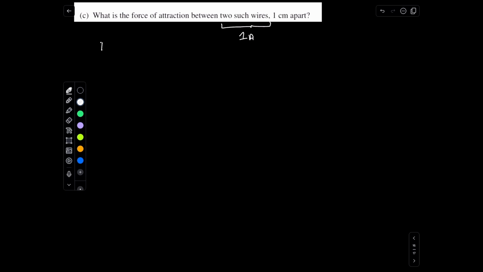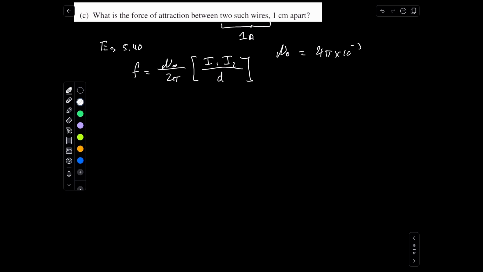which states the force equation: force per unit length equals the permittivity of free space over 2 pi times our currents, I1 and I2, over the distance between them being apart. So all we need here is our permittivity of free space value, which is just 4 pi times 10 to the negative 3. And can't forget our units there.